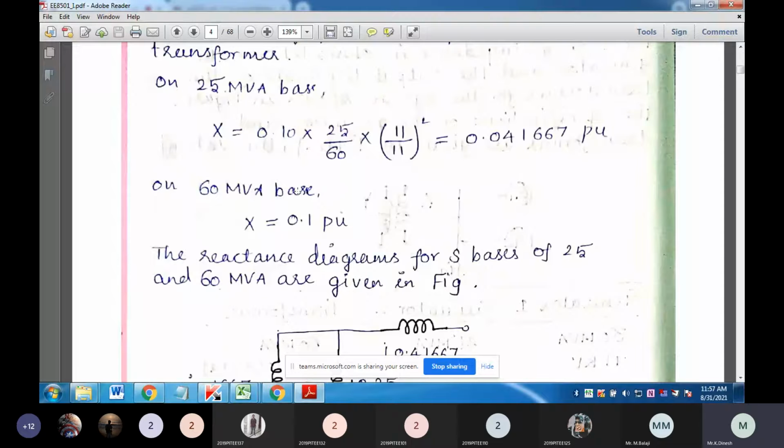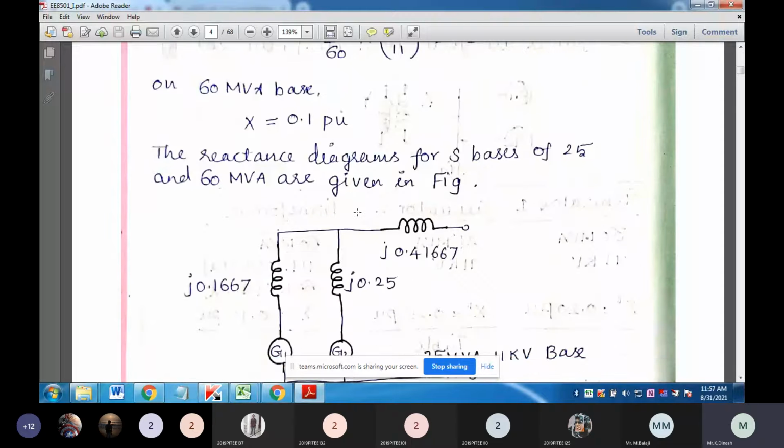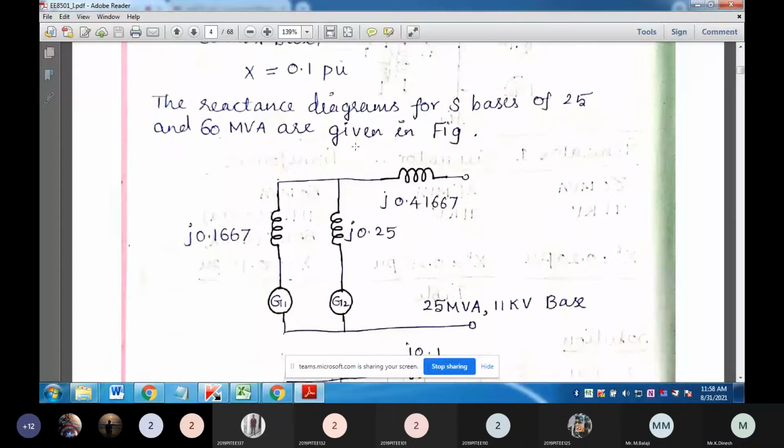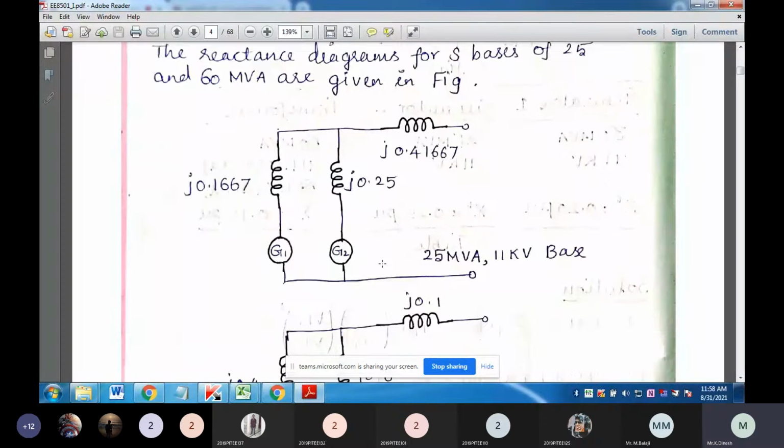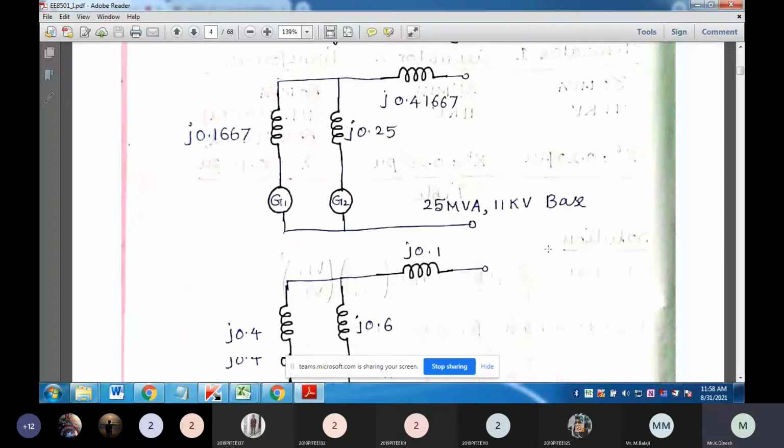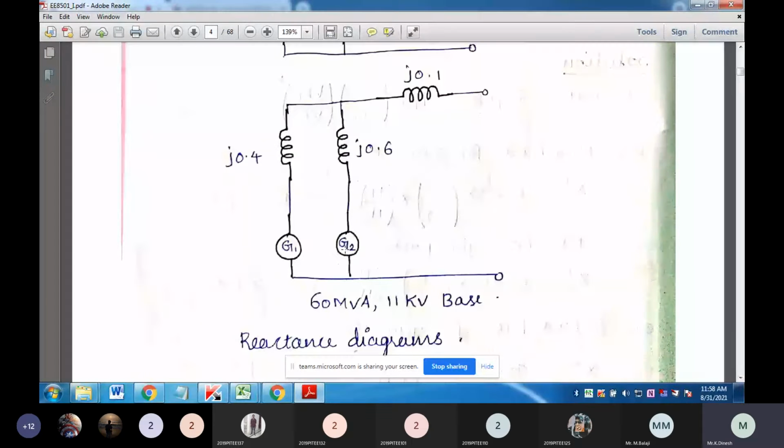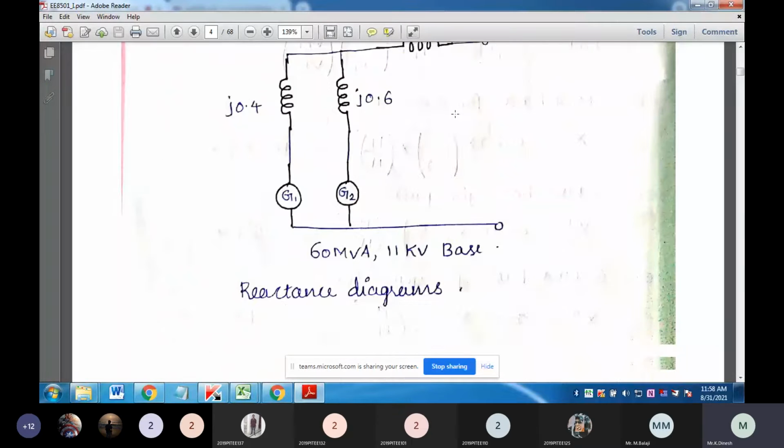So now you are going to draw the reactance diagram for 25 MVA separately and 60 MVA separately. For 25 MVA, it is J0.1667 and J0.25 in series with J0.041667. This is for the 25 MVA 11 kV base. Likewise, for the 60 MVA 11 kV base, it is J0.4 for G1, J0.6 for G2, and J0.1 for the transformer. In this manner we have to determine the solution.